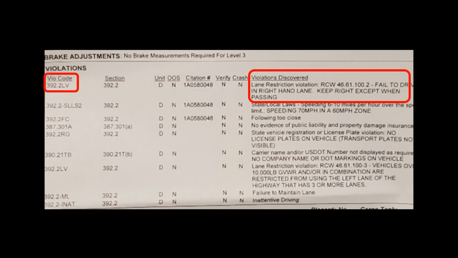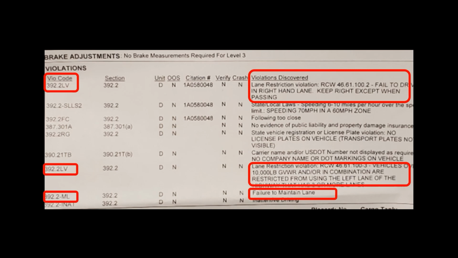392.2LV is the code. The description says lane restriction violation. And I also noticed that down at the bottom, I have another 392.2LV with another lane restriction violation. The descriptions look a little different, and I also see one more, 392.2ML with a failure to maintain lane.